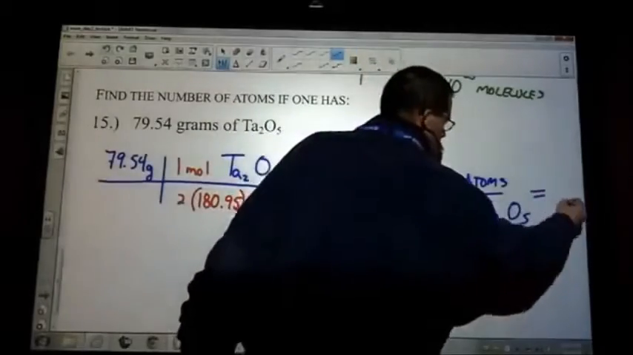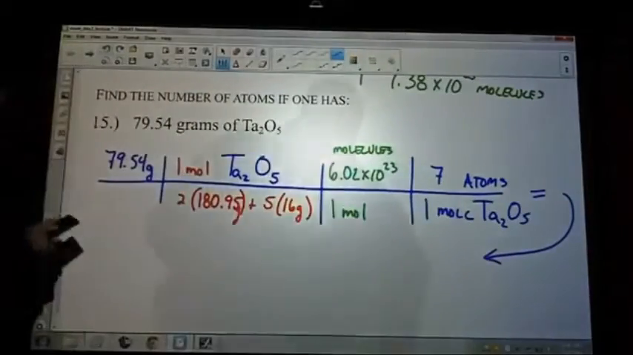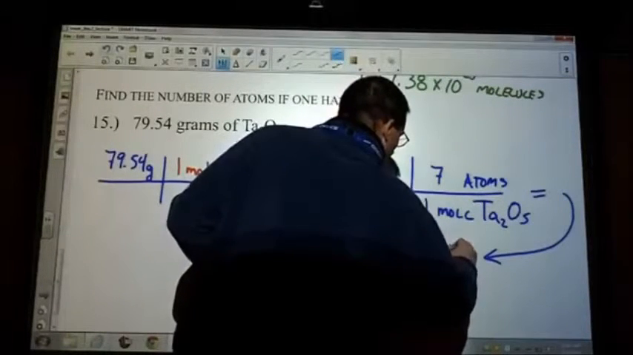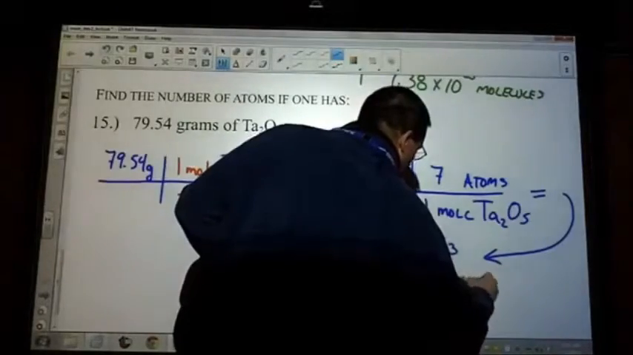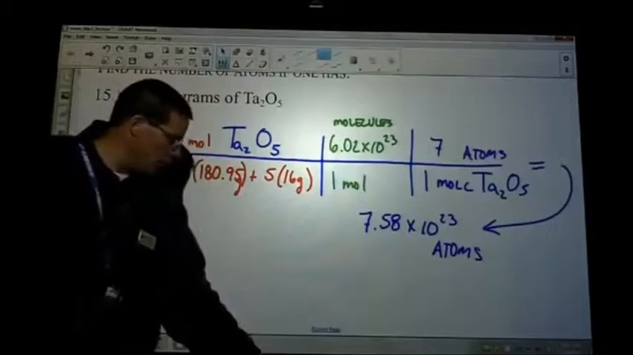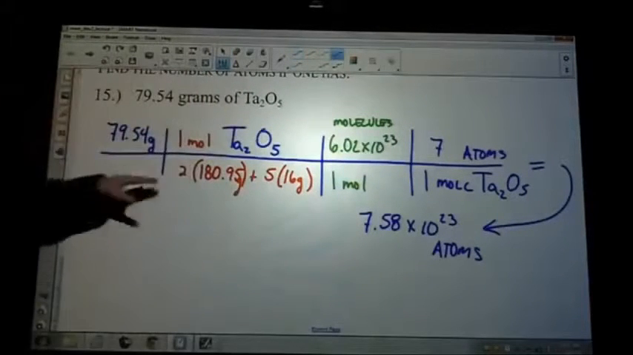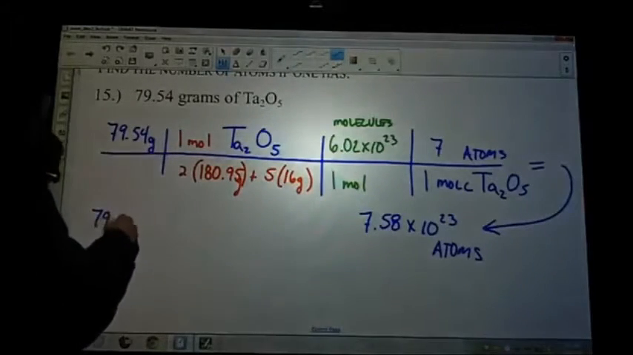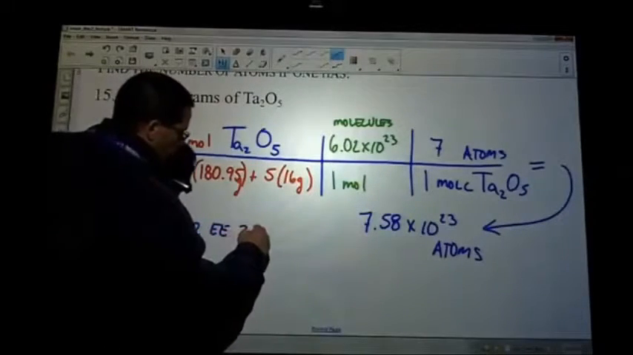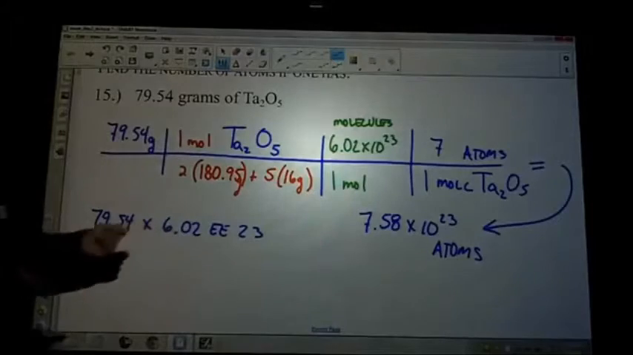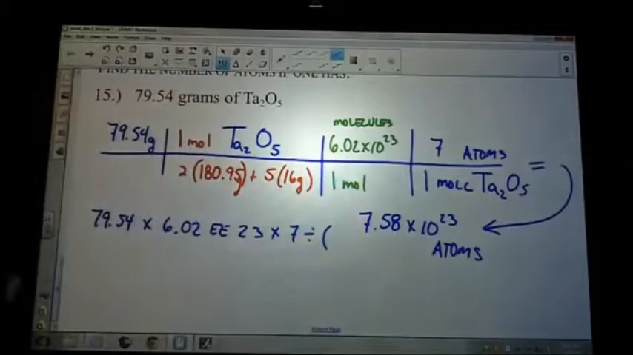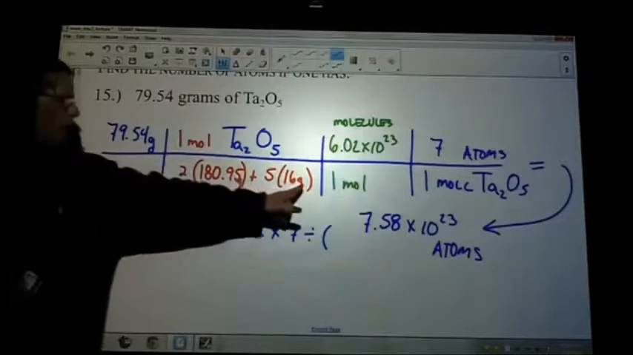Okay. And let's see what we did here. Times 10 to the, was that 23? Multiply on the top. Here's how I type this one in. Actually, I didn't use parentheses until the bottom, so 79.54 times 6.02 EE 23. Still no parentheses because order of operation is keeping that intact. Times 7. When I hit that divided button, then I open up the parentheses. Then I just type all that in, close the parentheses.